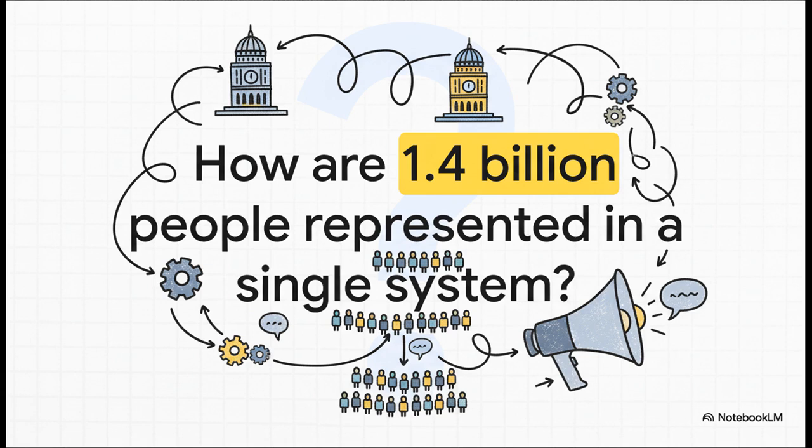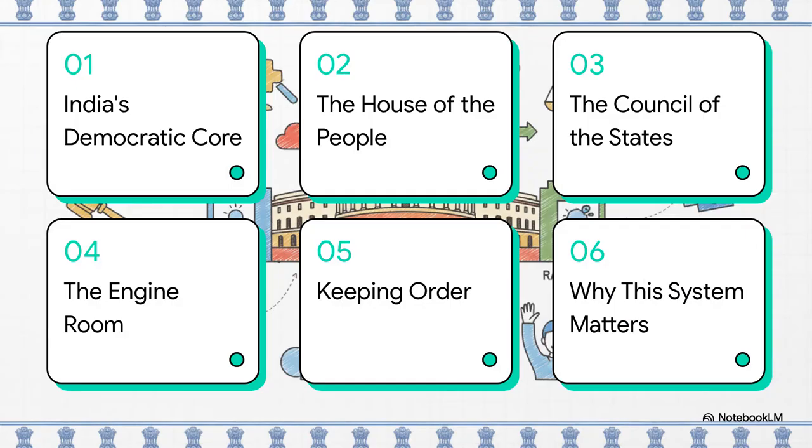Well, the answer lies in the intricate, powerful, and honestly fascinating structure of the Indian Parliament, and that's exactly what we're going to break down. So here's how we're going to do it. We'll start with the absolute basics, the democratic core. Then we'll get into the two houses, the House of the People and the Council of the States. From there, we'll peek into the engine room, see how order is kept, and wrap it all up with why this entire system is so crucial.